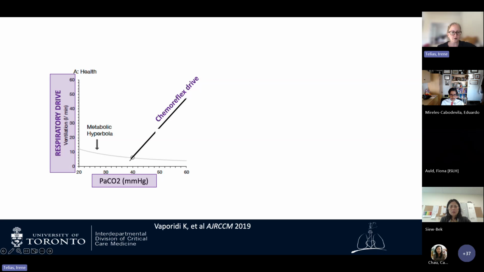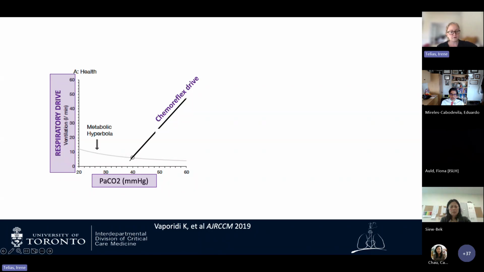If we were to plot the levels of CO2 on the x-axis and the status of your respiratory drive on the y-axis, the higher the CO2 level, the higher the respiratory drive, in a linear manner. This is what we call the chemoreflex drive to breathe.